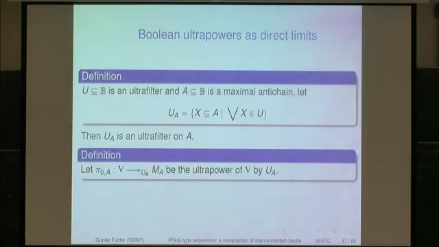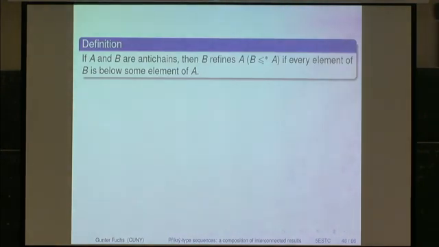And you can take the ultrapower of V by that, and let's call the model you get M sub A. And usually it will be well founded in the cases that we are interested in. Now if you have antichains A and B, then B refines A if every element of B lies below an element of A.